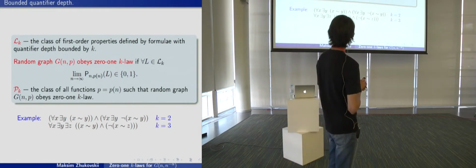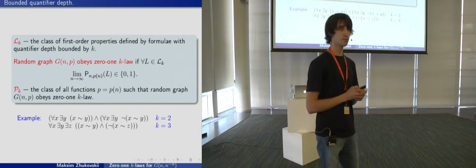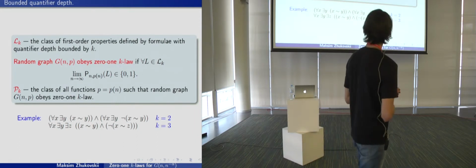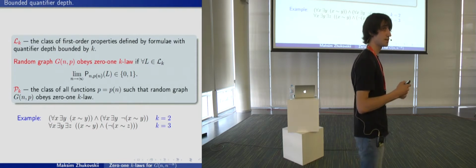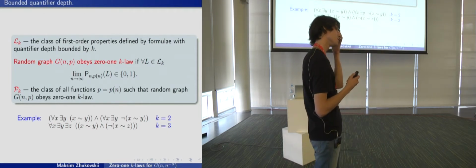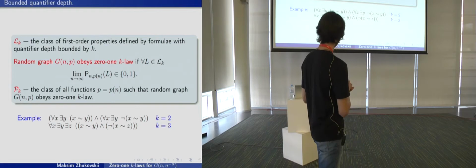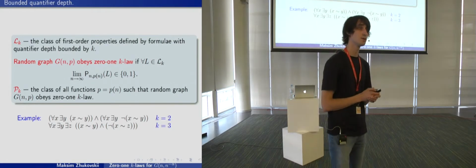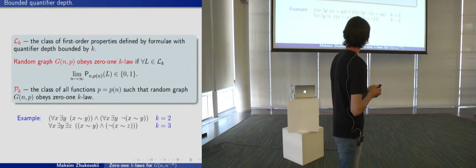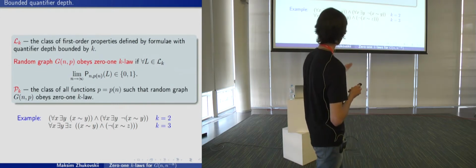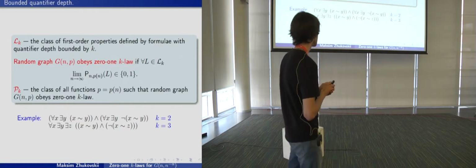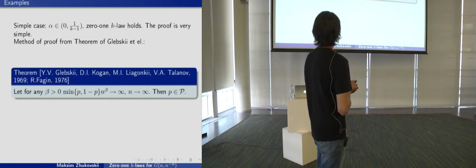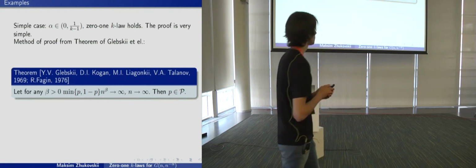So I said that the property can be defined by a formula, because there can be different formulas which define the same property, and in this case we take the minimal quantifier depth. So for example, you can see two formulas which express the same property, and then we consider quantifier depth too.